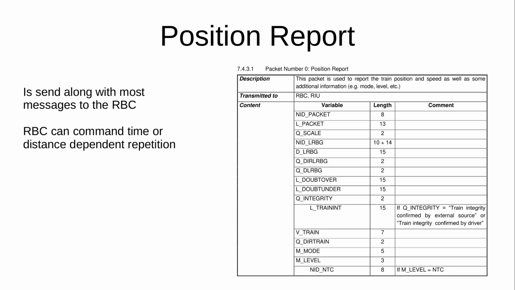From the inaccuracy results, additionally to the estimated front end, the minimum and the maximum front end. The speed of the train, the status of the train integrity, the current level, and the current mode are also transmitted. The position report is sent along with most messages. In addition, the RBC can request the onboard unit to send position reports cyclically, depending on distance or time.